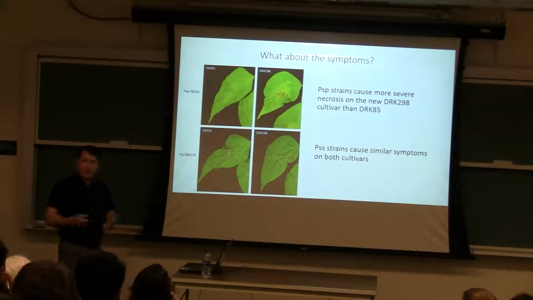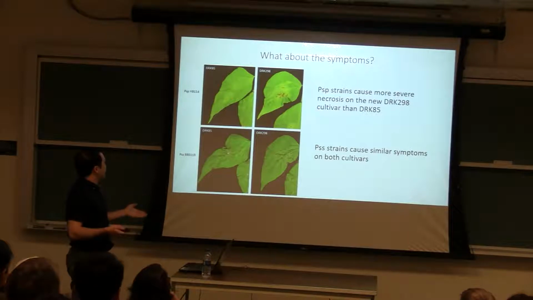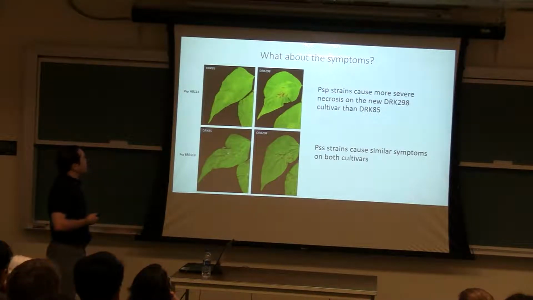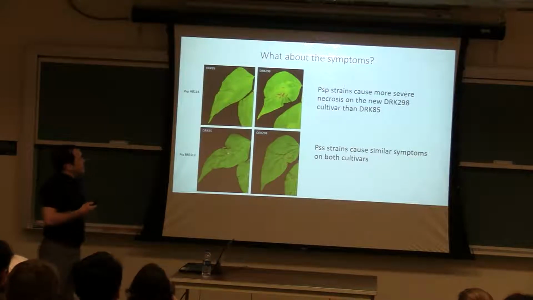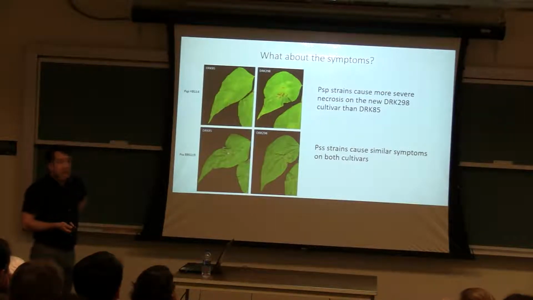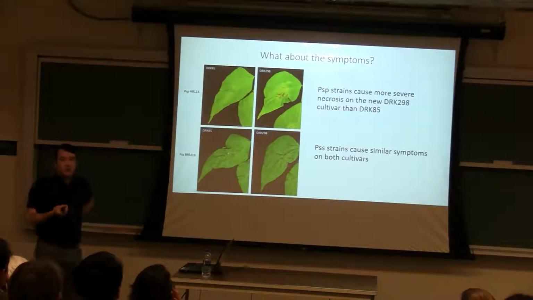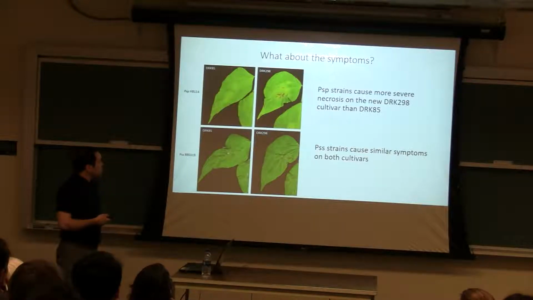Okay, but what about those symptoms? That's what we really want to see. Plant pathologists want to see sick plants. So I hope this is big enough that it's clear to you guys. This is two of the cultivars that were out there. This was a cultivar that had been grown in this region of Wisconsin for a long time, dark red kidney 85. And then this is the new cultivar, DRK 298, that these unusual symptoms were showing up on.